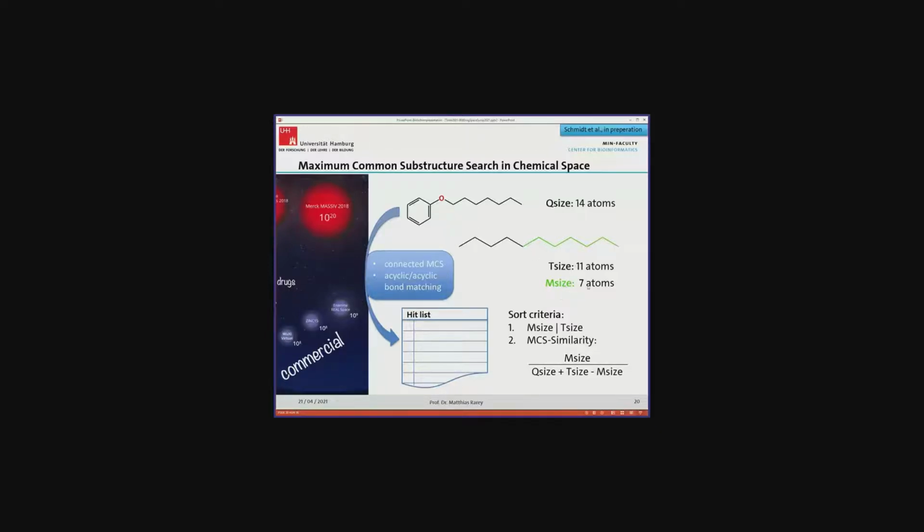Either we are just looking for the largest common substructure, which is then a measure with the MCS size, or the number of atoms. And then among these, we are usually sorting by ascending target size, so small molecules to large molecules. Or we use a similarity measure, which takes the matching size divided by the size of the two molecules minus the matching size we have found before. This is a little bit like a Tanimoto coefficient and helps you to really find more interesting examples. I will show you an example shortly, which shows you the advantages of the MCS similarity measure.